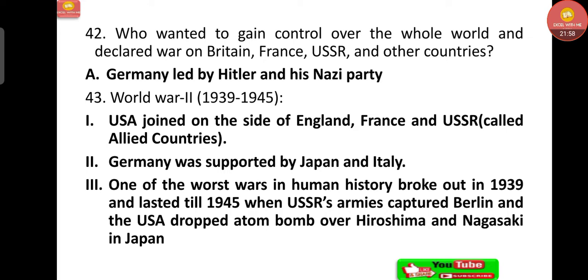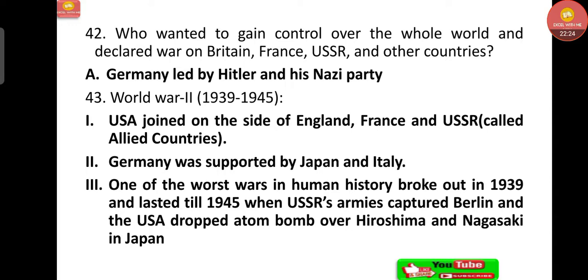Who wanted to gain control over the whole world and declared war on Britain, France, USSR and other countries? That was Germany, led by Hitler and his Nazi party. Now, let's see the facts related to World War II that started in the year 1939 and ended in the year 1945. USA joined on the side of England, France and USSR, called Allied countries. Germany was supported by Japan and Italy.